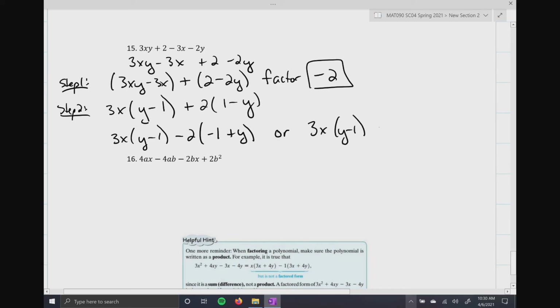But if I just rewrote it, now I have the things inside the parentheses that match. And then on to step 3. You could finally factor out that y minus 1.